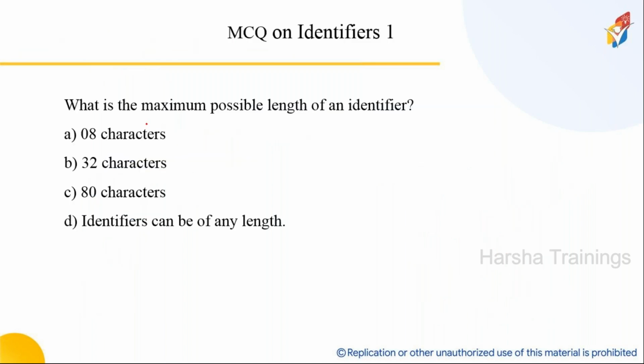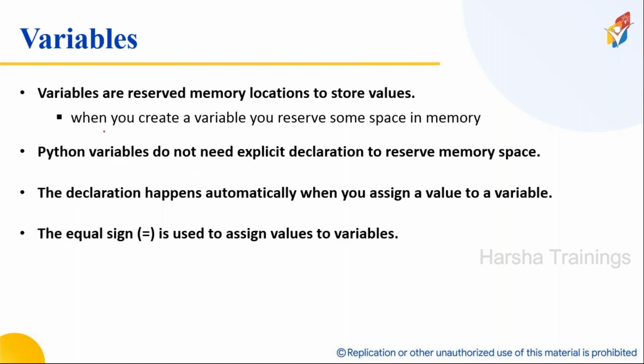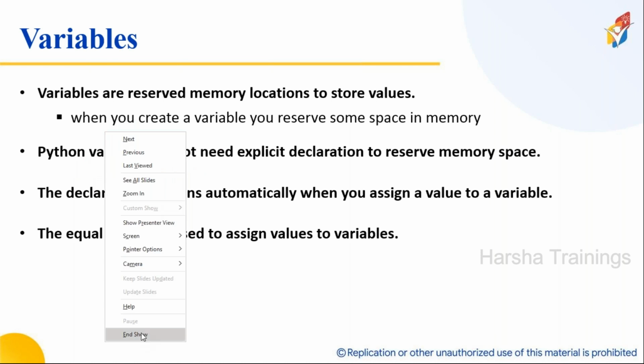Now, can you please answer my question? What is the maximum possible length of an identifier? Just now I told you that identifiers can be of any length. Okay. Now, can you please respond which of the following is an invalid identifier? It is a blind answer. Option B. Yes, directly, it is a blind answer. You should not start with a number. Now let me demonstrate this concept. Then I'll go for the next one.